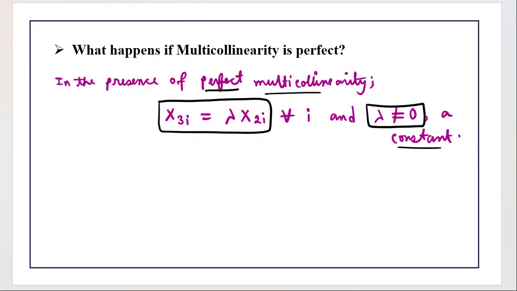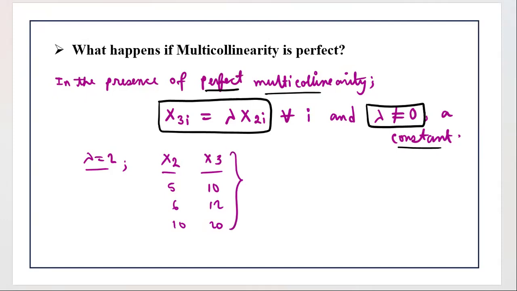So for example, suppose the lambda value is 2, what does this mean? If you take the variables x2 and x3 here, if the x2 value is 5, the x3 value will be simply 10. If it is 6, it will be simply 12. If it is 10, it will be simply 20, right? So in this fashion we are moving forward. If you put x2 equal to 5 and lambda is 2, a scalar value, then x3 will be simply twice of x2. So this is the kind of relationship that we are talking about, right?